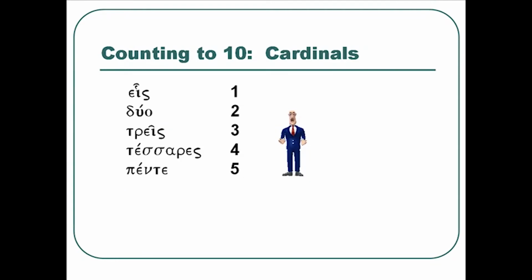Okay, now we learn how to count to 10 in Greek. These are the cardinal numbers, the 1, 2, 3, 4, 5 type, as opposed to the ordinal, which was first, second, and third. Number 1 is heis. Number 2 is duo, the dynamic duo. Treis is 3. Tesseres is 4. And pente is 5, like pentagon or Pentateuch.